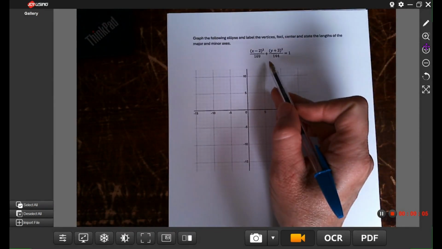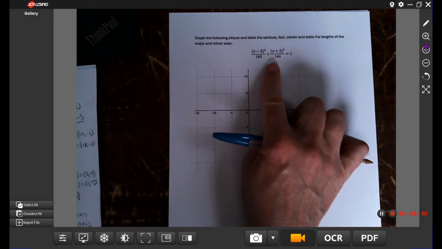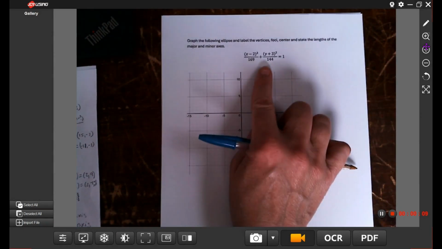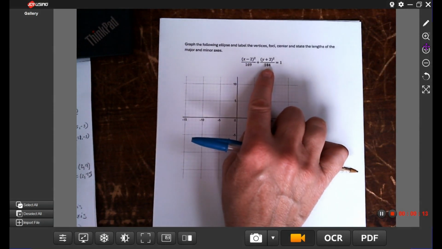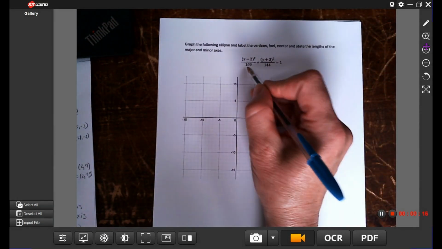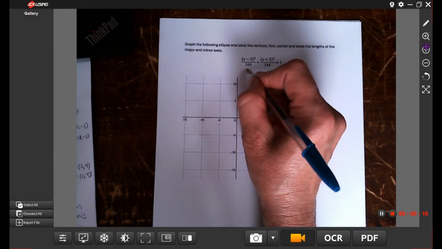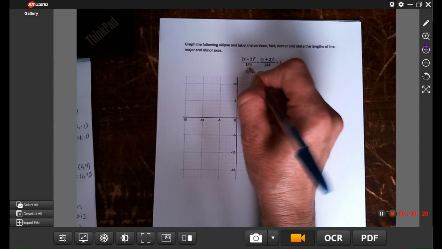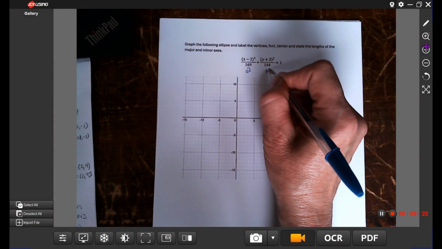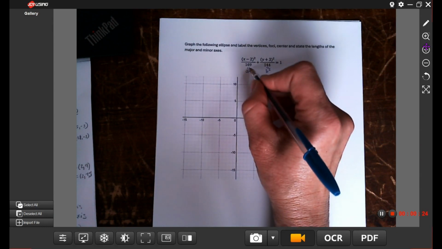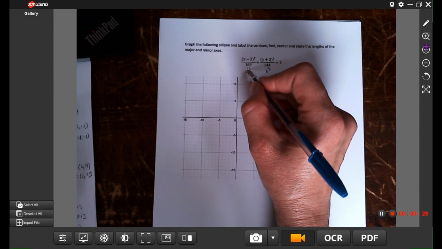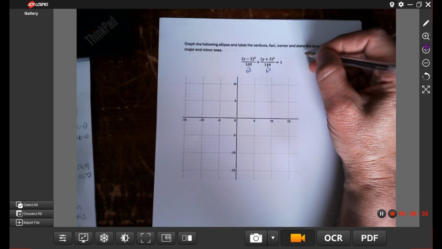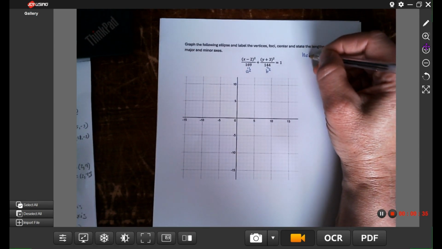So let's work on graphing this ellipse. The first thing I'm going to do is identify which of the denominators is larger, and that's going to be a squared. The denominator on the x term is larger, so that's going to be the a squared term. The other one is the b squared term. It's very important that that's the larger one. Since it's under the x term, this is going to have a horizontal axis that's larger, so the horizontal axis is the major axis.